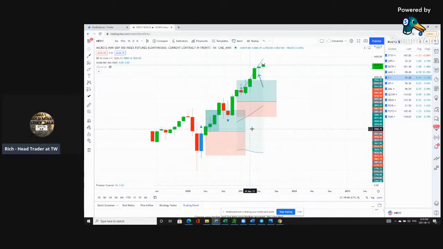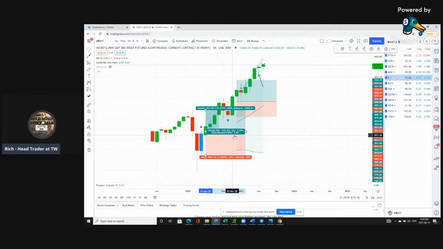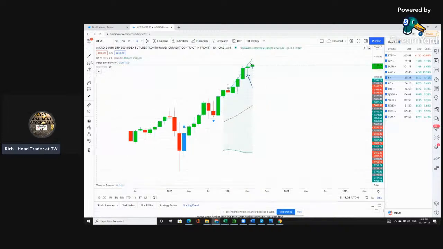So we have 1 or 2, we have 3, we have 30. I wish we had 30. But here we go. Okay, we have 2 inside bars. We have one here and we have one here. This inside bar came with the COVID drop. Then this one came in October.